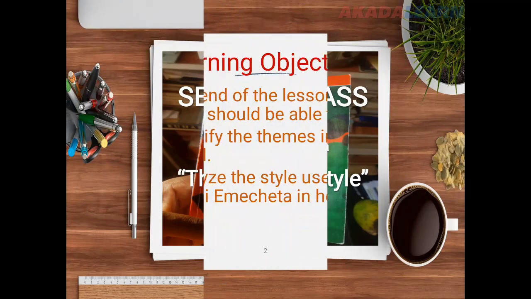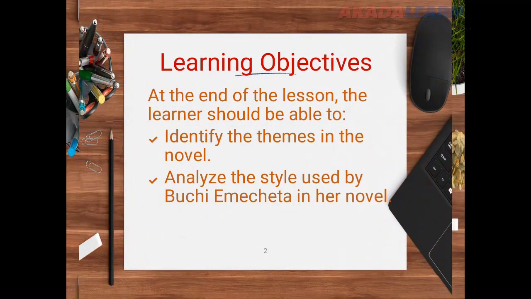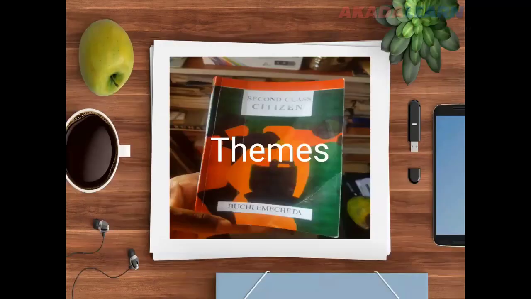Now, learning objectives. At the end of the lesson, the learner should be able to identify the themes in the novel, and analyze the style used by Buchi Emecheta in her novel. So these are the two things we're going to be doing in this class today. We're going to be identifying the themes and then the style Buchi Emecheta used to write her novel. Well, let's get on with it. We're looking at the themes now.